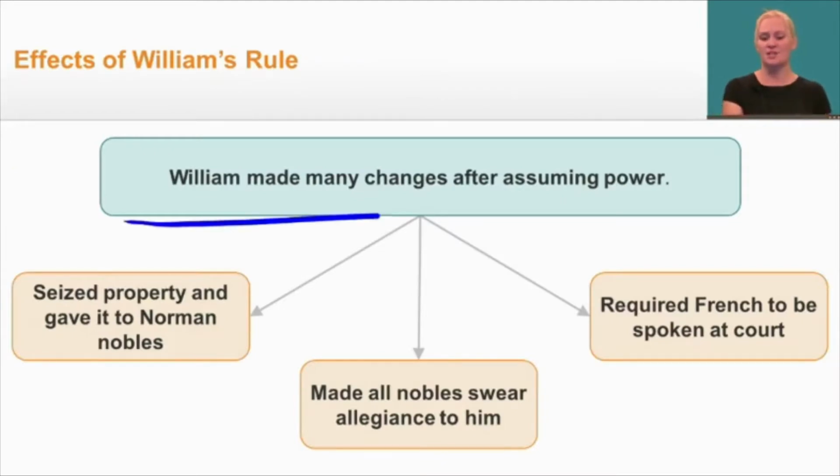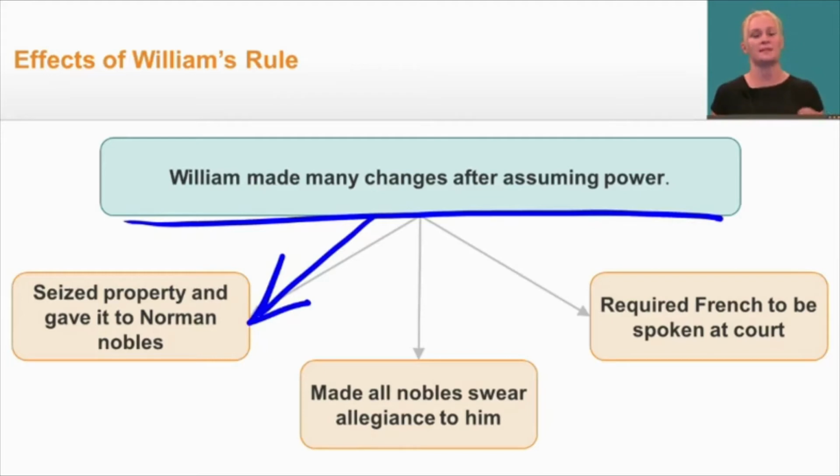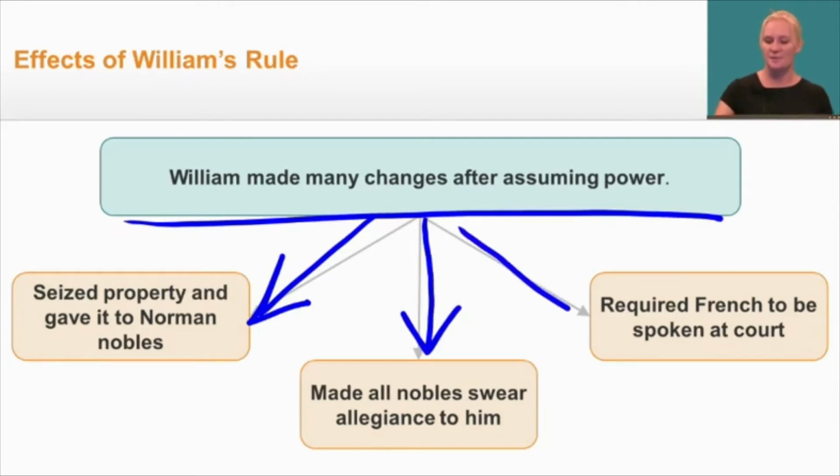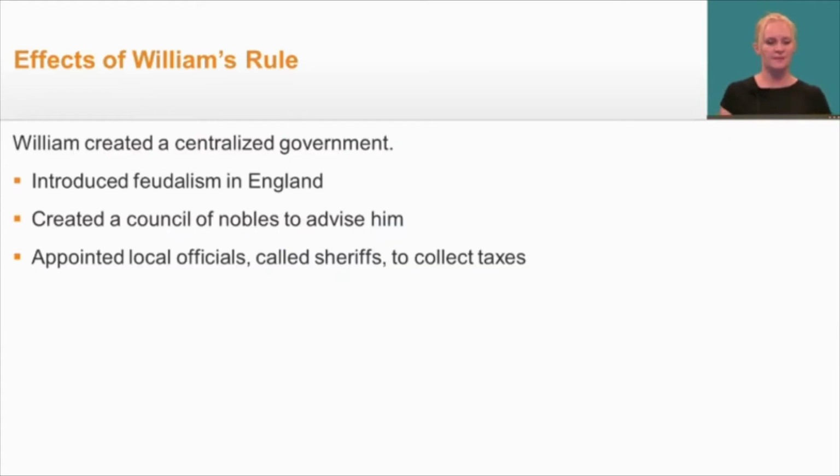Now, William made many changes after he assumed power. We talked about how he brought together England and France and how for a long time they worked together. However, later on, this was going to start causing some conflict between England and France. Also, William seized property and gave it to Norman nobles. Remember that he came from Normandy. He made all nobles swear allegiance to him, and he required French to be spoken at court, even though he was residing in what was known as England. Remember, he never learned English. He always spoke in French.